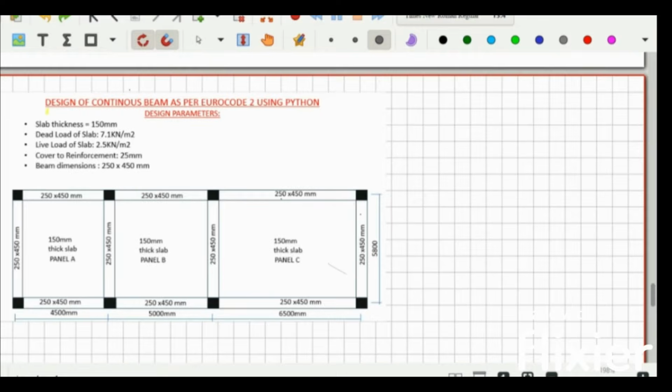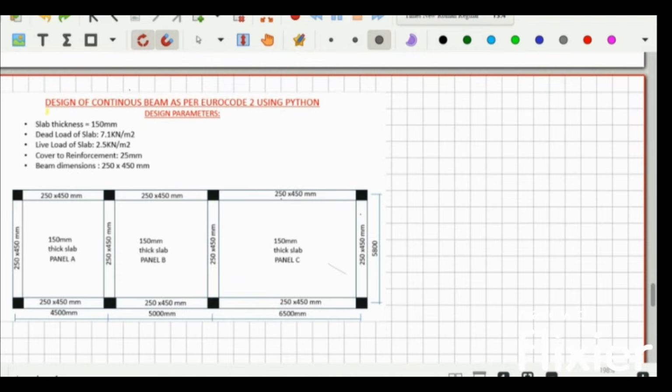So the first step in designing the beam is to determine the load distribution. We'll look at how to determine the load distribution from the slab onto the beam, and then eventually we'll look at how to calculate the ultimate loads. I have a comprehensive tutorial on this, and I'll leave a link to the tutorial in the description below.